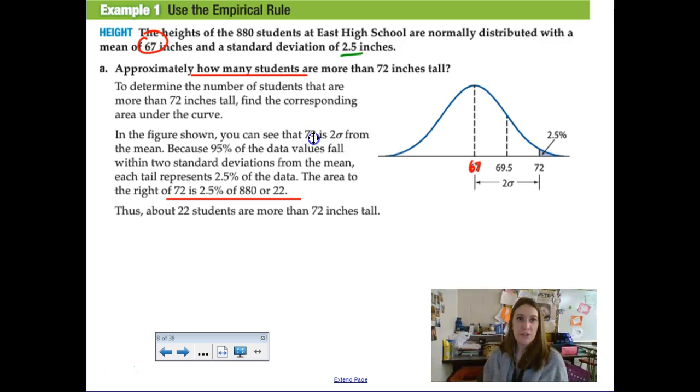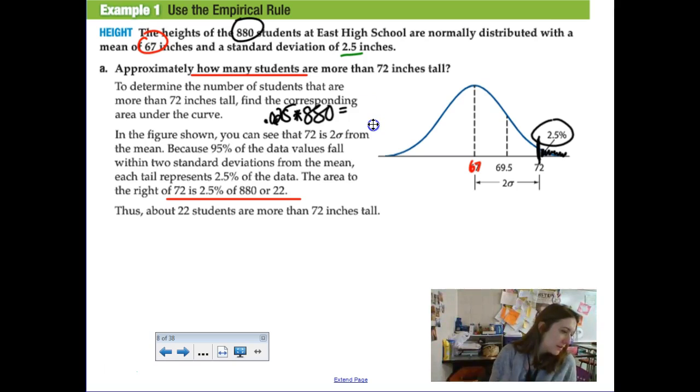So the question is, determine the number of students that are more than 72. So they first have to figure out what probability falls in this little tail here. And if you remember that curve, if you go 2 deviations up, from this point on is 2.5%. So then they take the 2.5% as a decimal, of course, 0.025, and they multiply it by how many were in this population, which is 880. And I'm going to check my notes because I think I already... Oh, it's already done right here. All right, 22.